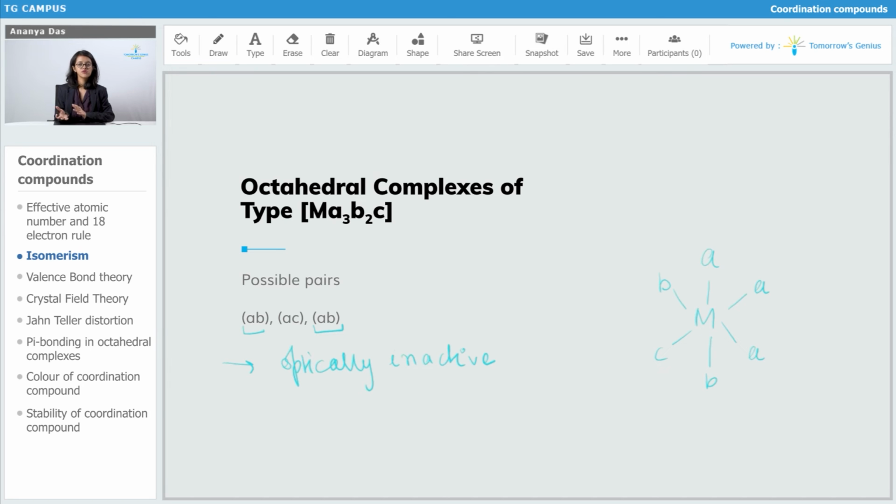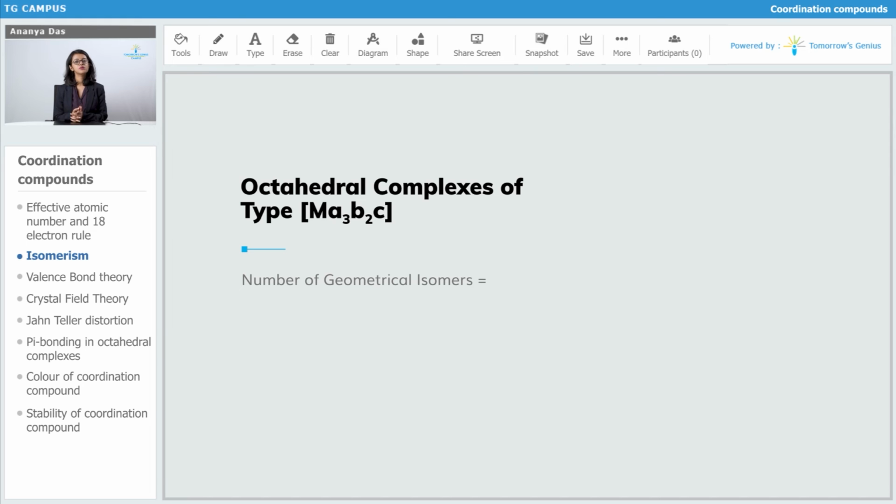So in the next slides we will do the calculation for the geometrical isomers, the optical isomers, the enantiomeric pairs and the stereoisomers. So now the number of geometrical isomers we know is equal to the number of possible pairs, and the number of possible pairs for this complex were just 3. So the number of geometrical isomers is also going to be 3. Now the number of optical isomers. So first of all we know the number of geometrical isomers is 3. Optical isomers, as I said, depends upon the optically active pairs, and there were no optically active pairs for this complex. So the number of optical isomers is also going to be 0.